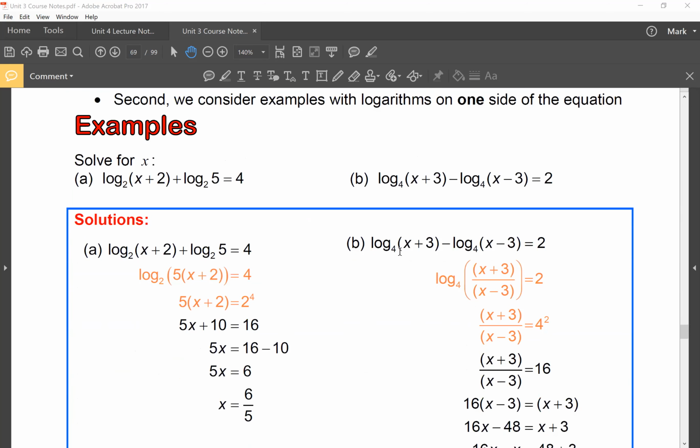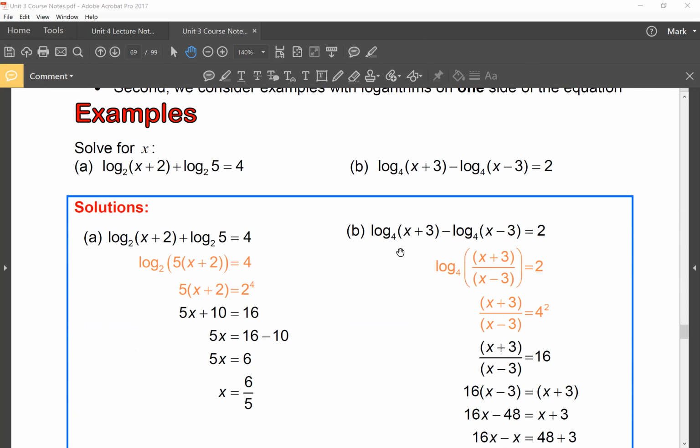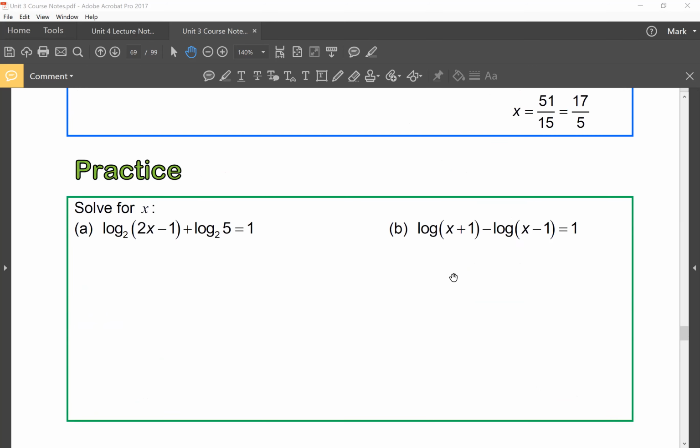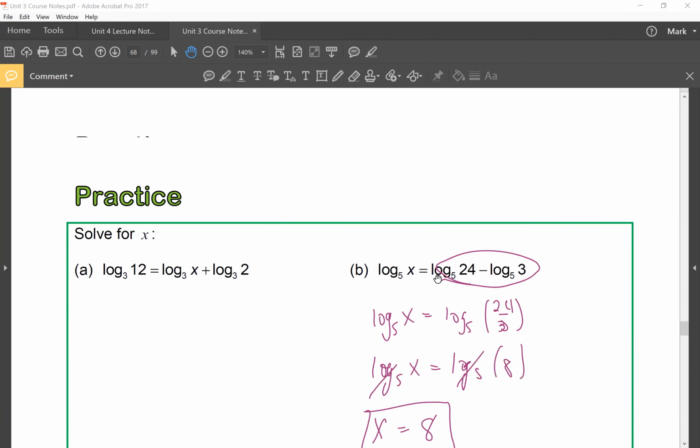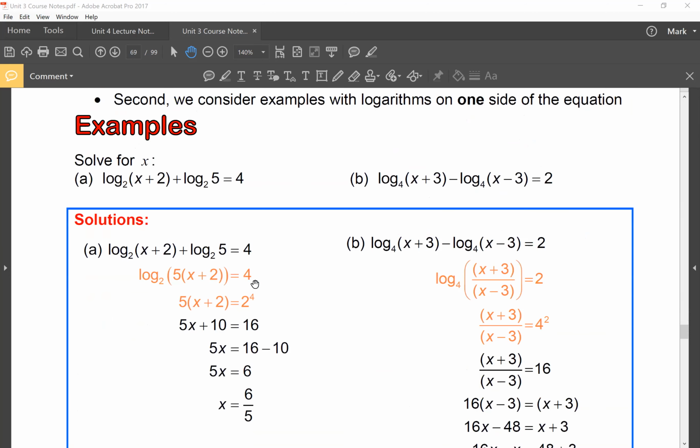Let's look at some harder ones. Let's consider equations with logarithms on only one side. This is a little harder because we only have a logarithm on one side, so we can't cancel logarithms here. So in examples like this one on page 69, we must use guideline 3. These aren't rules, sorry, these are not rules. We're going to need to rewrite the equations in exponential form, so you'll see me do that here.